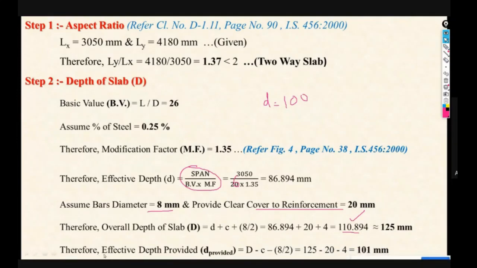See, therefore the provided effective depth is D minus cover minus 8/2, that is 101. So now it is okay. Okay, so as per the revised calculation, our provided effective depth is 101 and provided overall depth is 125. Now these depths we will consider for the further calculation.